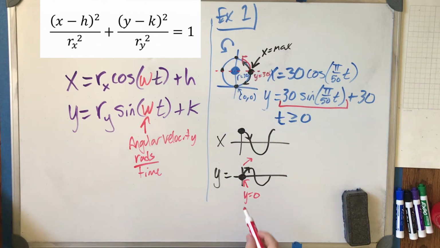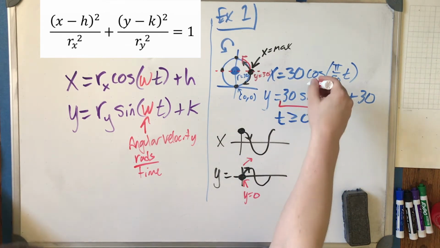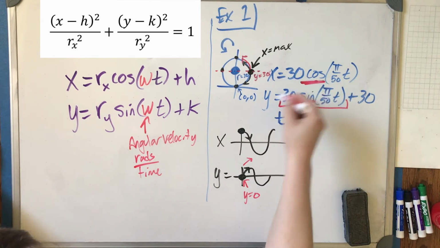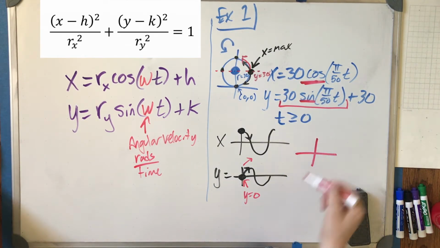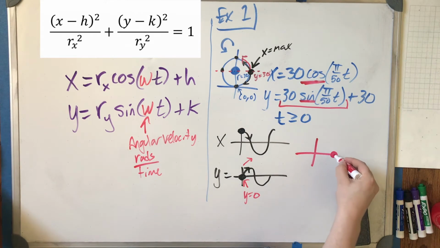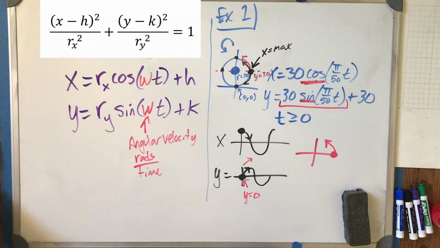So we now know that this equation, because we used sine and cosine for the x and the y, just like we did, is starting over here and it's traveling in that direction.